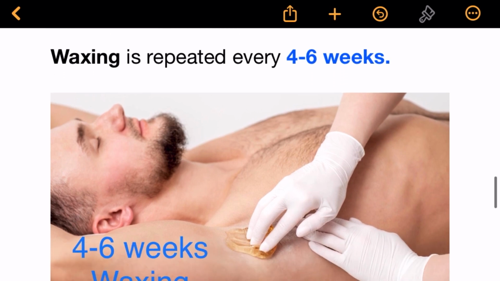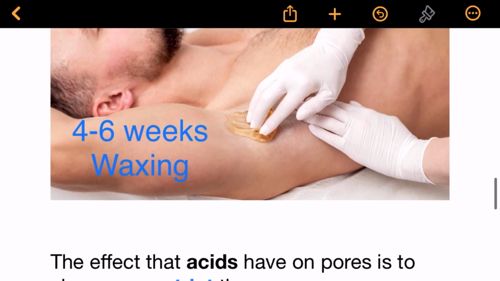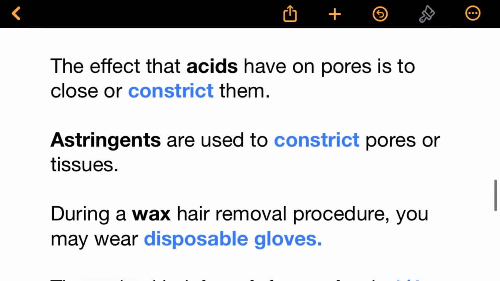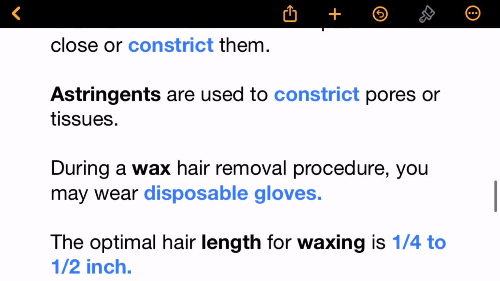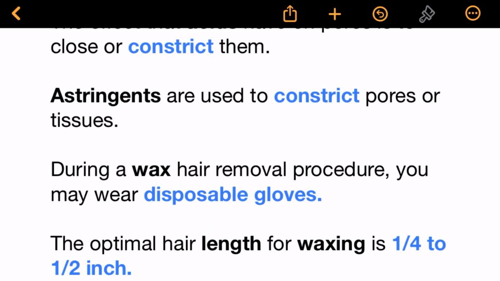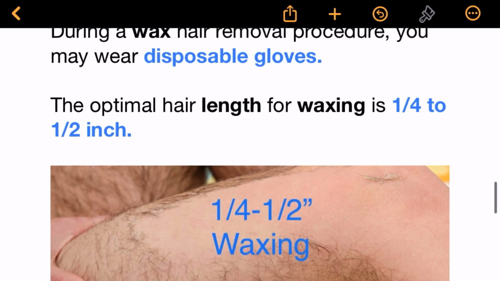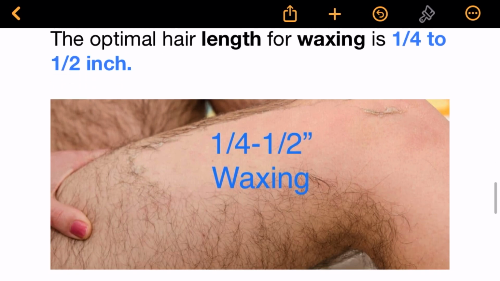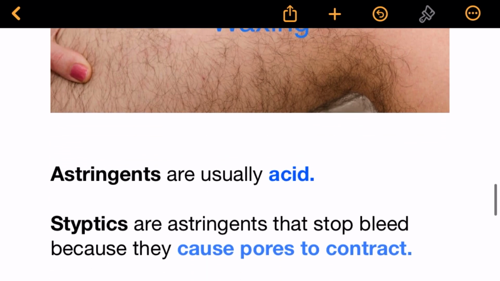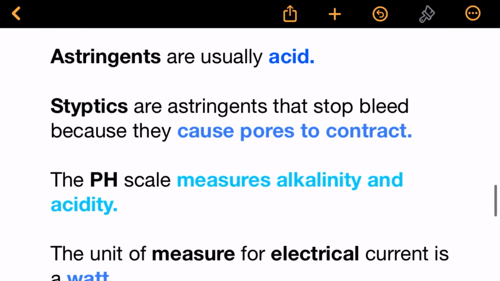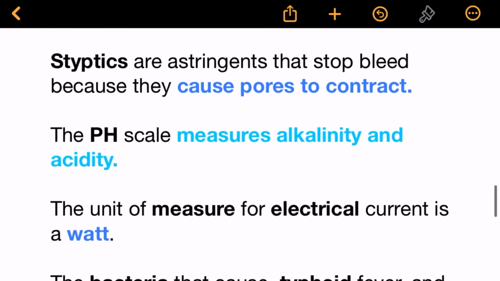Waxing is repeated every 4 to 6 weeks. The effect that acids have on pores is to close or constrict them. Astringents are used to constrict pores or tissues. During a wax hair removal procedure, you may wear disposable gloves. The optimal hair length for waxing is 1/4 to 1/2 inch. Astringents are usually acid. Styptics are astringents that stop bleeding because they cause pores to contract.